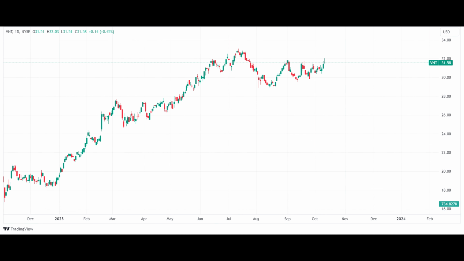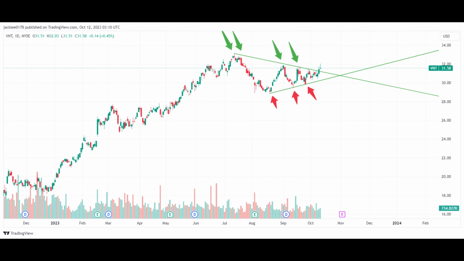Can you see any triangle pattern in this chart? Maybe you can try to pause the video and try to find the triangle pattern in this chart. Looking at the chart, you will notice that the price has touched both the upper trend line and the lower trend line more than 3 times, creating a symmetrical triangle.